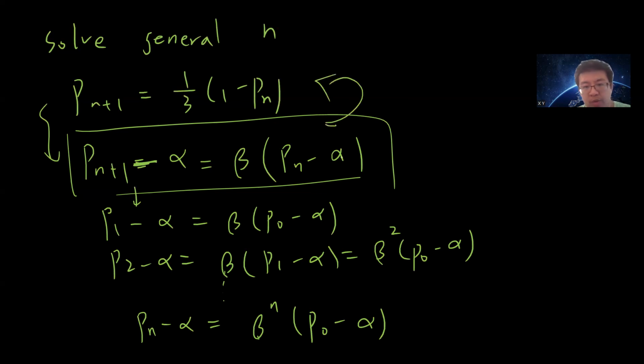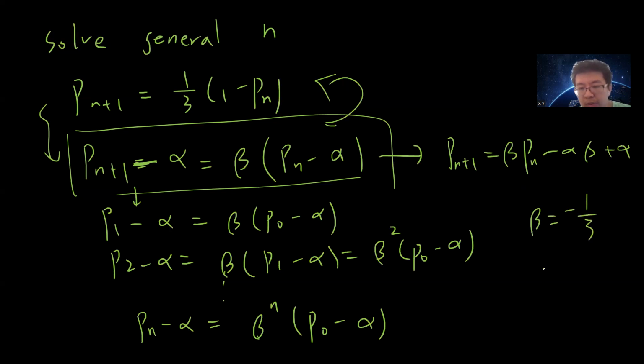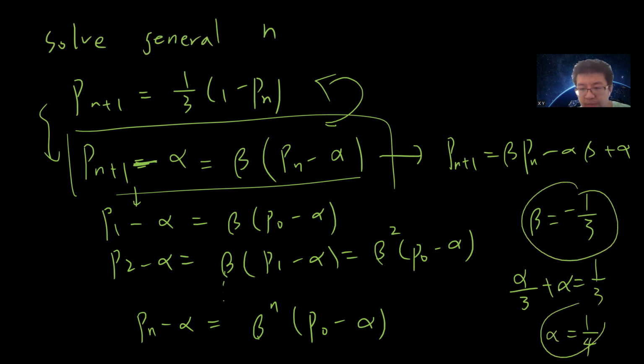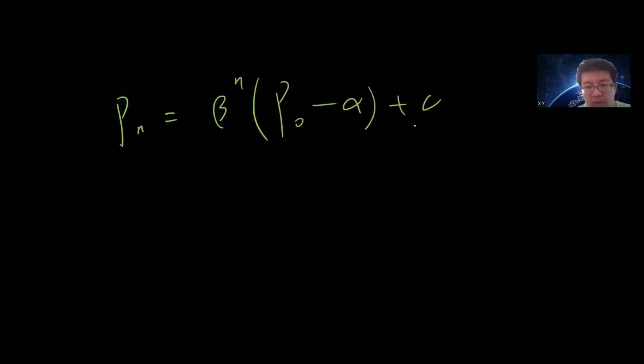So we just combine these two equations and see what alpha and beta are. From this we have Pn plus 1 equals beta Pn minus alpha beta plus alpha. So beta will be minus 1 divided by 3. And then we get alpha divided by 3 plus alpha equals 1/3, so alpha will be 1 divided by 4.